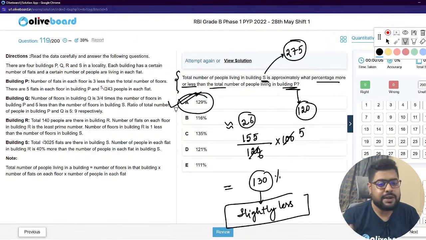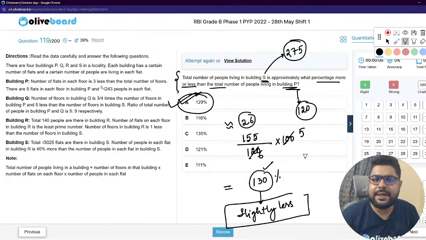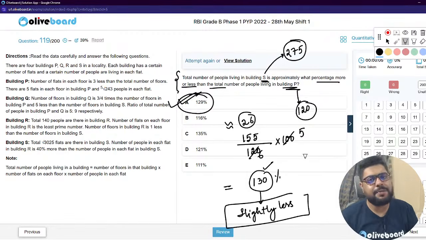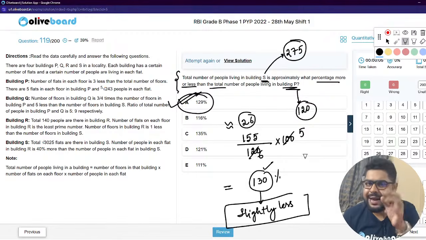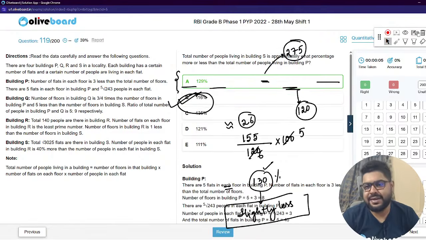So you see what I have done. 156 was divisible by 6, 155 is not. But I have taken this as 156 only, so I increased it by one. That's the reason I got 130 as my answer. So that means I got 130 after increasing by 1, so my actual answer will be slightly lesser than this. That is the reason I am saying this is the answer.